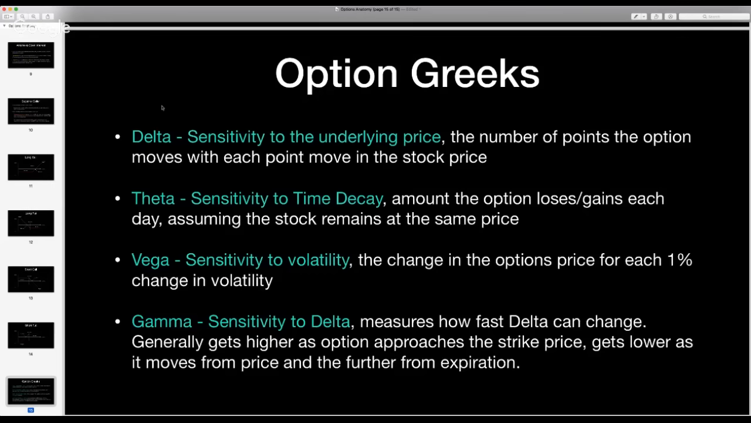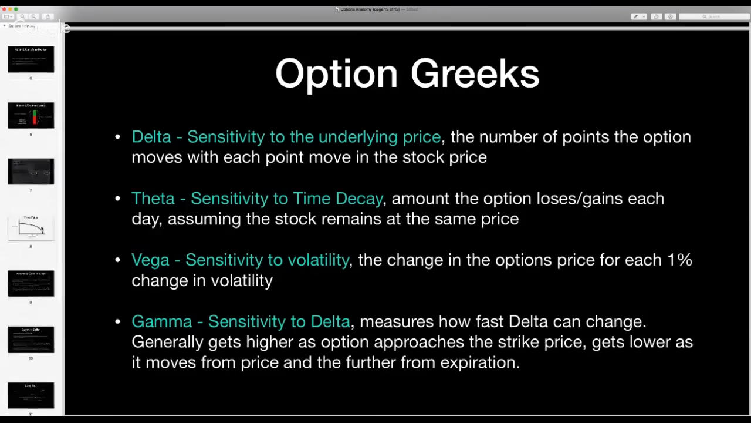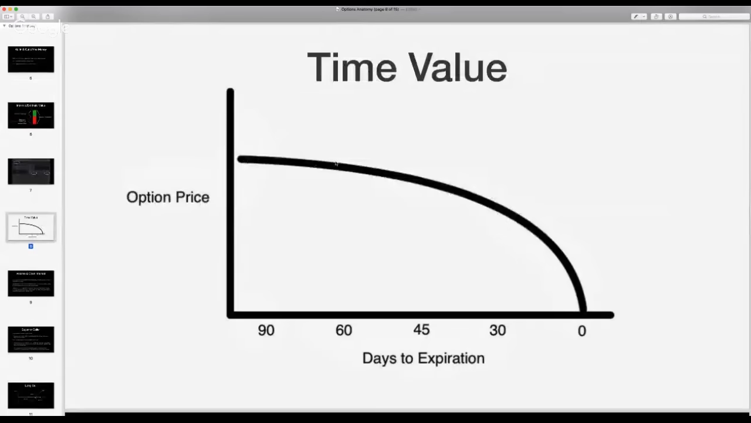The delta gives you the overall sensitivity of that stock option, or of all the options you may be holding combined. The theta is the sensitivity to time decay, and it's the amount that an option loses or gains each day, assuming the stock price remains the same. So as you know, when we went back, we saw this chart here. We can see that the extrinsic value is decaying all the time. The theta tells you, from a dollar point of view, how fast that decay is happening. So when an option is way out here and it has lots of time left, the decay is very minor. But as you get closer and closer to expiration, that decay increases.